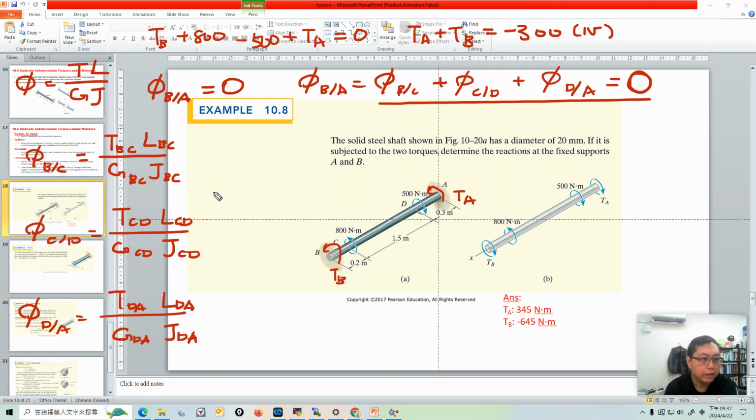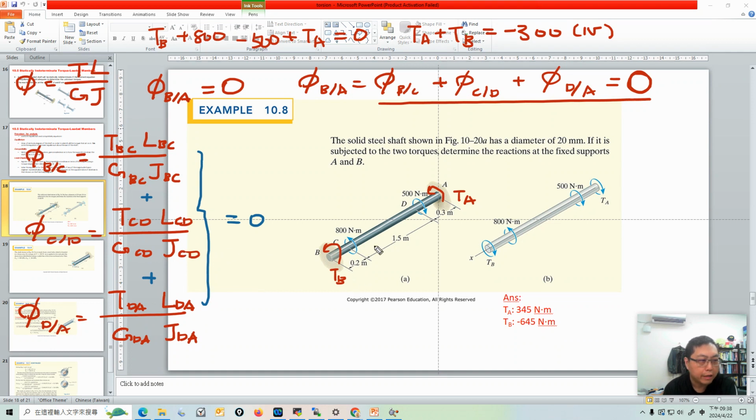And these three added together must be 0, because the shaft is fixed by these two walls, so there is no deformation and no total angle of twist. These three added together are equal to 0.